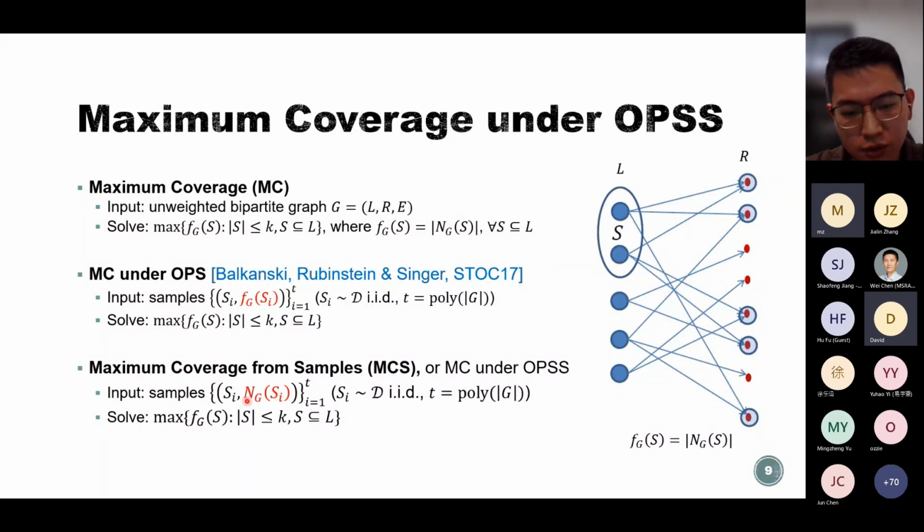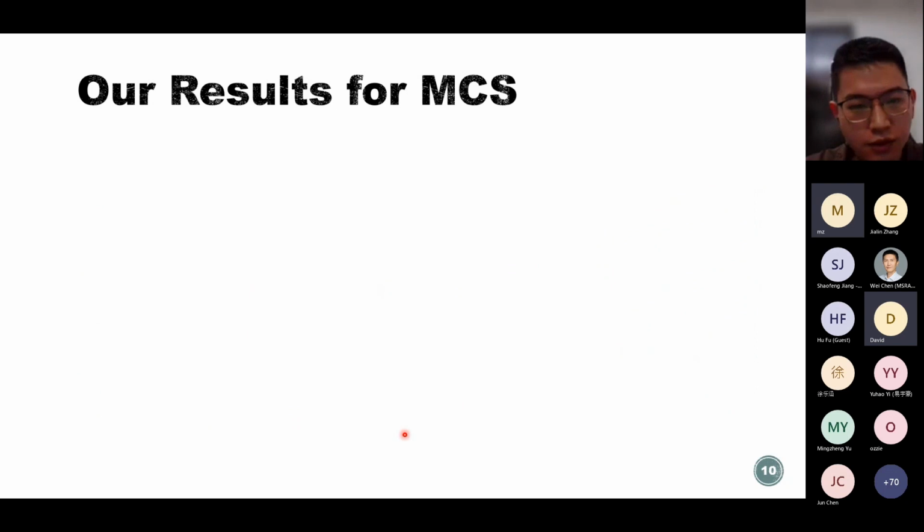That is, we not only know the number of neighbors of Si, but we also know which nodes are its neighbors. Apparently, this type of sample is structured in that it reveals some structure about the graph. We need to use these samples to solve the maximum coverage problem. And our results are as follows.